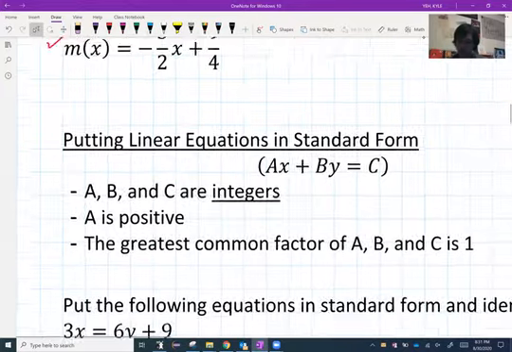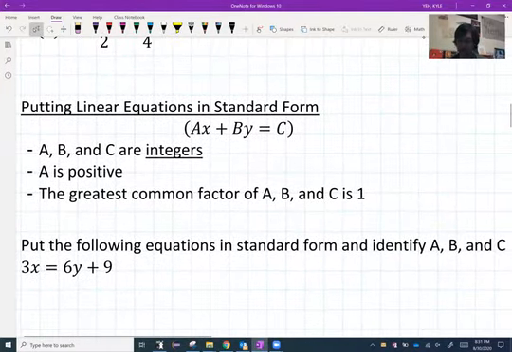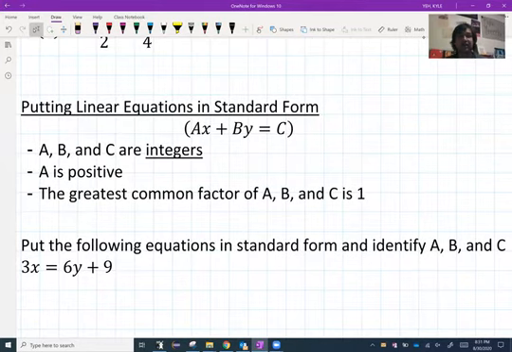So I mentioned earlier that a lot of the focus today has to do with standard form of linear equations. Ax plus by equals c. And there's its own set of guidelines and rules for standard form. First off, it needs to look like that. Ax plus by equals c. And so notice that the x's and y's are on one side of the equation, the constant, just the number, is on the other.